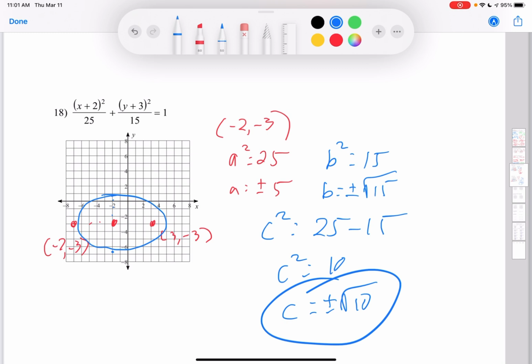And you're done. And I'm okay with all of that. As long as you give me that b value and you have an understanding of where it's at, you don't necessarily need to list that point. I mean, realistically, it's -2 and -3 plus the square root of 15, and then -2 and -3 minus the square root of 15.